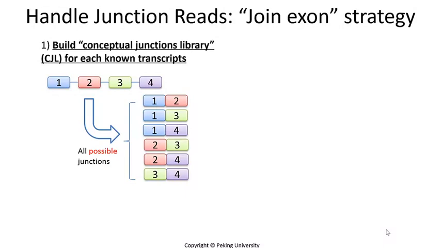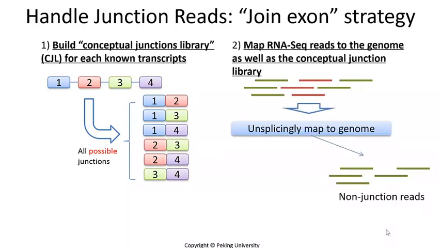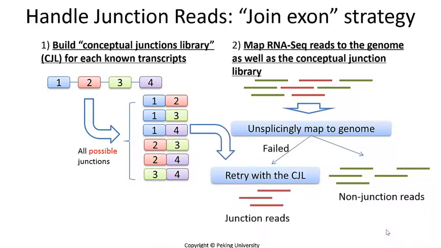The first step in this strategy is to build all possible junctions based on all the exons in the known transcript. It should be noted that the junctions in this library may not be known but include all possible combinations. For example, 4 exons correspond to 6 combinations. After that, the usual mapping is carried out where non-junction reads are mapped to the genome in an unspliced way, similar to those DNA reads. For those junction reads that cannot be mapped directly, we align them to the junction library constructed in the first step.